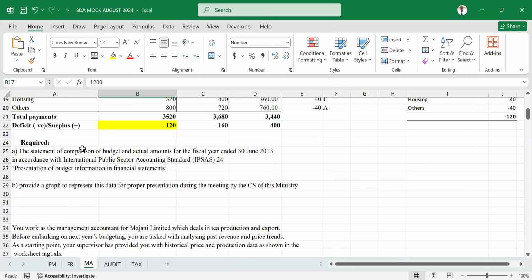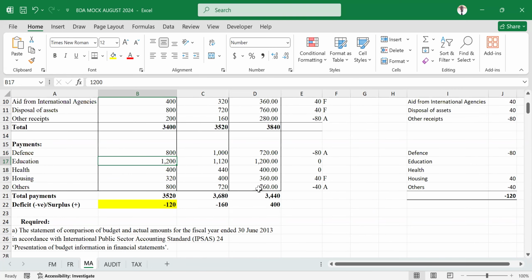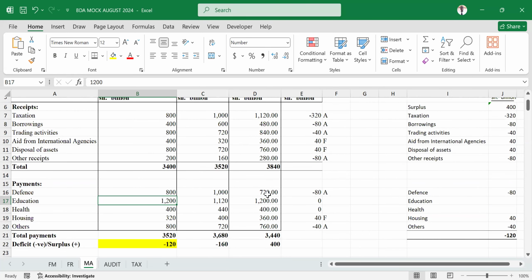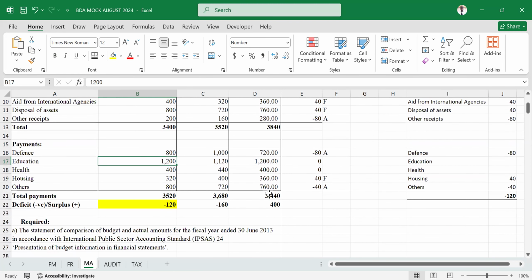Now let's look at this part B, where we are told to provide a graph to represent this data for proper presentation during the meeting by the CS of this ministry. Now, we have analyzed the results of this ministry, budgets against the performance actual, and now we have the data. To make the presentation, because we know pictorials and dashboard presentation plays a critical role, it enhances understanding of our reports as accountants in this meeting.